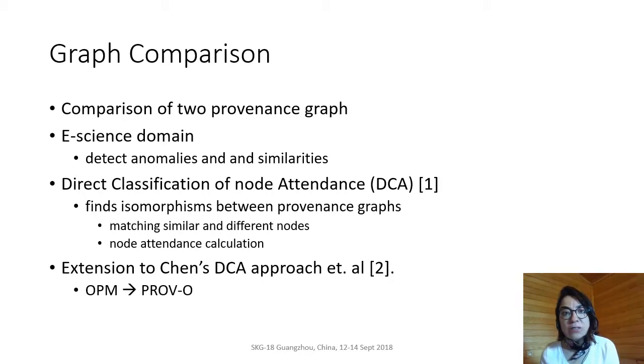To do this, node attendance is calculated by analyzing each possible pair of nodes from each graph using node, edge, and connectivity attributes and properties. Chan extends the DCA algorithm based on integration of both a topological description and an application-specific data model. Following their approach, in this study we also provide a version of the DCA algorithm for the Prov-O provenance data model.